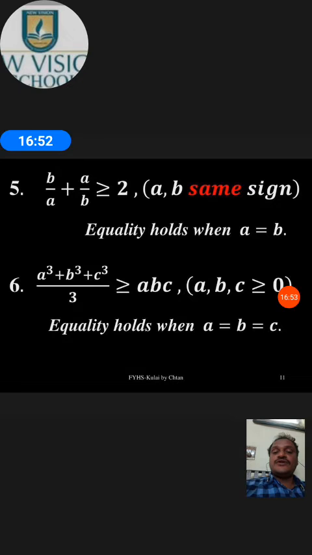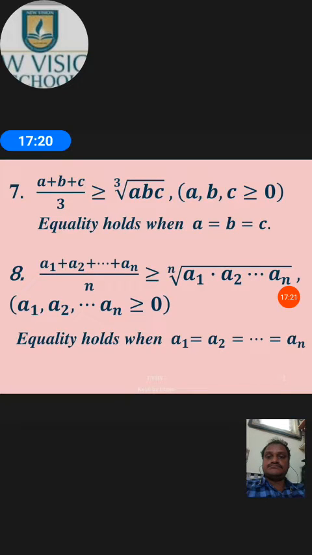Now the sixth important inequality: (a cube plus b cube plus c cube) by 3 is greater than or equal to abc, when a, b, c are all positive, and equality holds when a equals b equals c. And we are going to use this inequality in many of our problems.